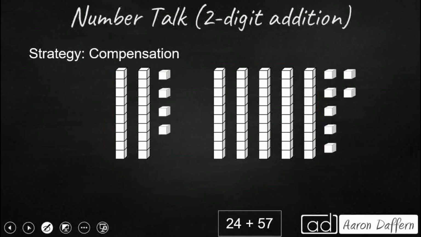Now, the final strategy is a fun one. It is compensation, and it actually gives you two new numbers. So we look at our addends and we see which one is closest to the next 10, and it's actually this 57. Look, I'm only 3 away to get up to 60. So let's do it. Let's take 3 away from 24, and that's going to give me a 21. I'm going to add these 3 over.